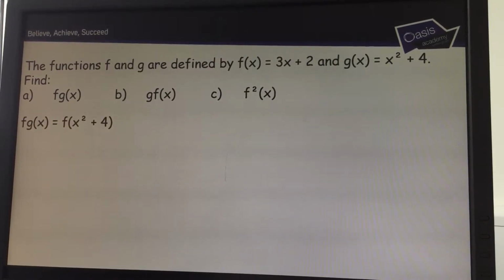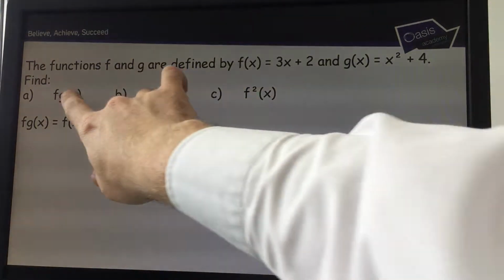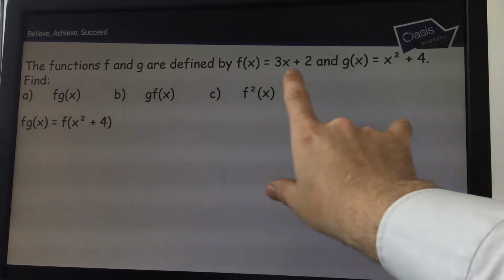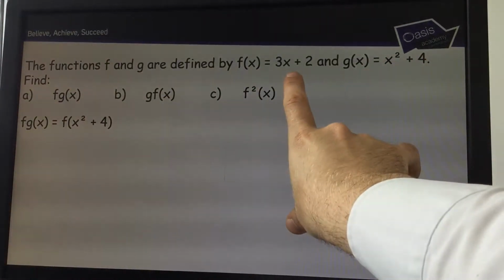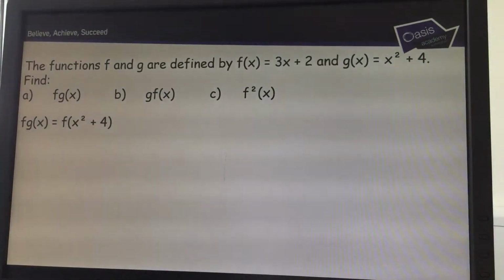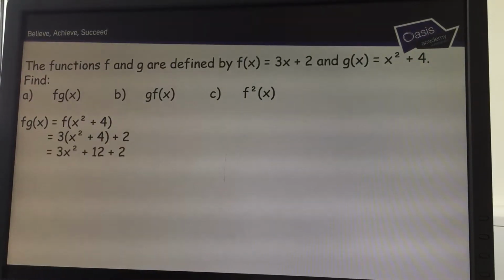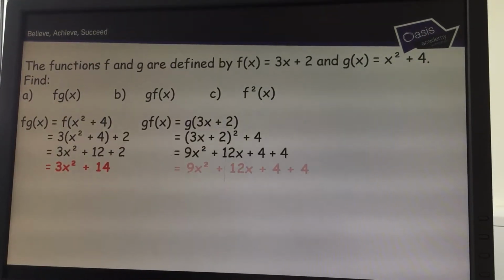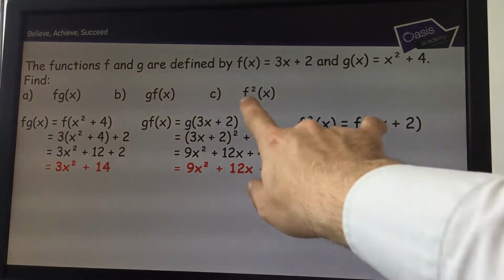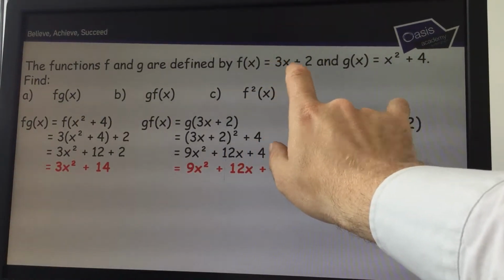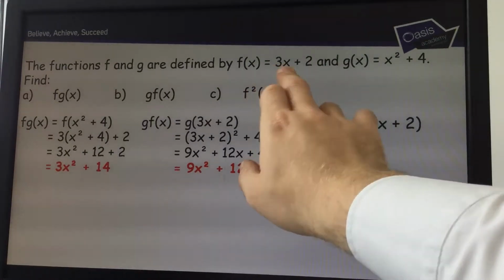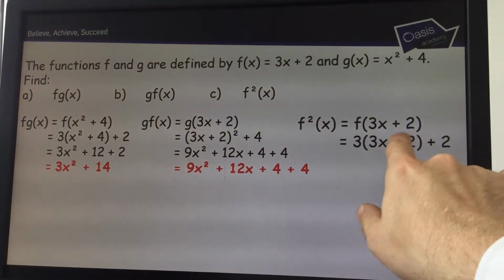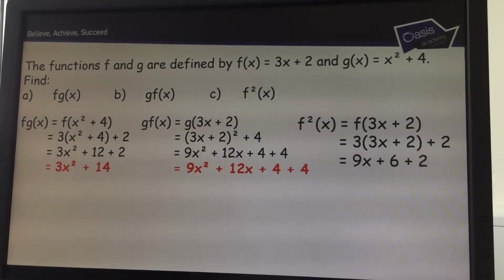And this one, I'm rushing through because I think most of you should have been shown this video on Monday. This is where you substitute in just the algebraic terms of g into f. So this is going to replace this x. So it's going to be 3 times the whole bracket. And then expand and simplify. Same process all the way. This one is f squared, so it's putting 3x plus 2 into 3x plus 2. So you can see this is where the x was, it's just become the full term. Okay, right, so that's that part.